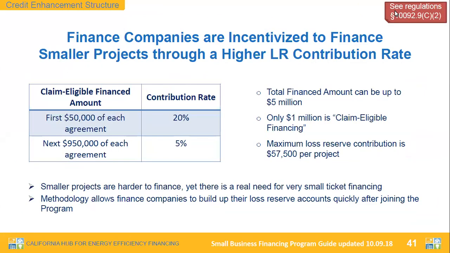And the contribution rate has to do with, for every enrolled financing agreement, what is the credit enhancement that lender or lease provider is going to receive. And so it's going to be 20% of the first 50,000 and 5% on up to $1 million, because we've talked about $1 million being claim eligible.